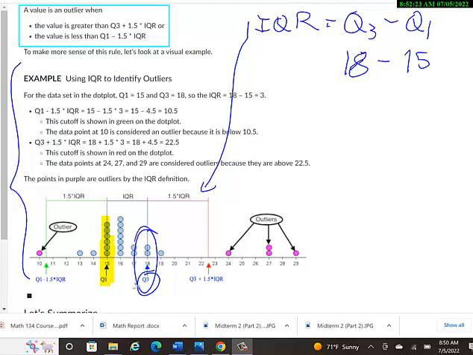So quartile 3 ends at 18. They wrote that here, and then quartile 1 ended at 15. So here we calculate 18 minus 15. The interquartile range must be 3.